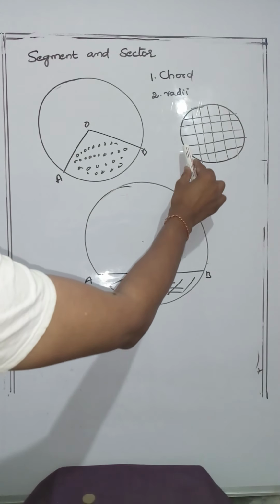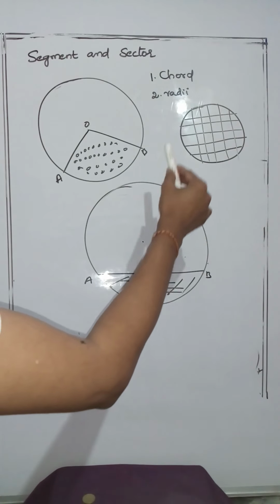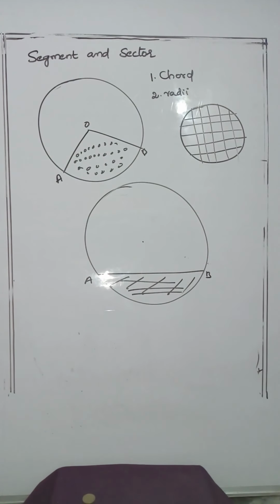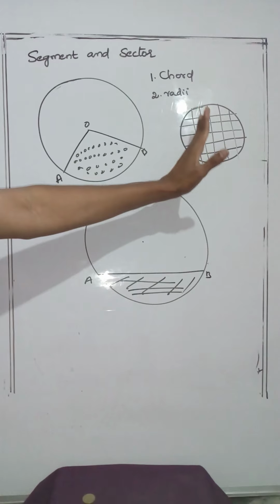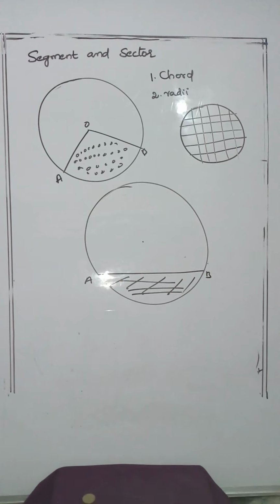Now one more concept you need to understand here. If the chord is traveling near the center of the circle, passing over the center of the circle and again moving away from the center of the circle, then the chord is called a diameter, because the chord passes through the center of the circle and also moves away from it. That's the reason there is another definition for the diameter: the longest chord is called a diameter.